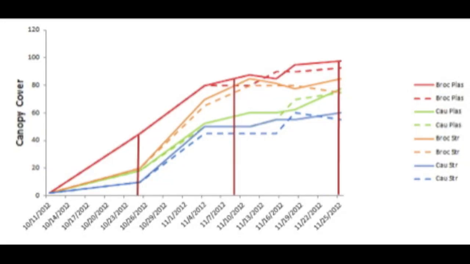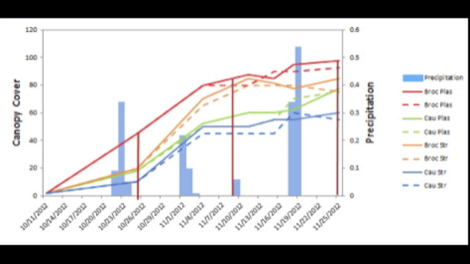Nitrogen treatments are indicated by the red vertical lines. Crops that were treated with nitrogen are represented by solid lines. They are paired with untreated rows in the same color but with dashed lines. Crops that were given more nitrogen did see some overall increase in growth, more so in broccoli. However, rain events alone, indicated in the blue, seem to have an even greater effect on the canopy.